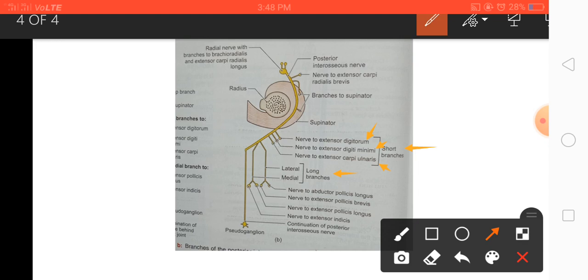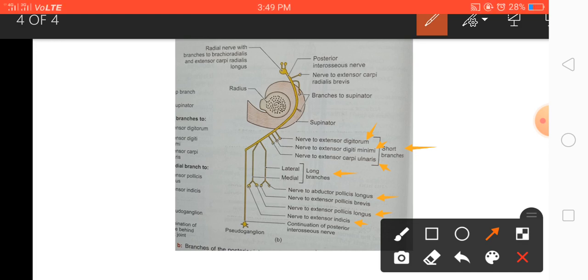In the long branches, the medial branch, one is given to the extensor indicis, which is another tendon that is present in the 4th compartment, and another branch to the extensor pollicis longus. This is one muscle which forms the posterior boundary of the anatomical snuff box. And the lateral branches are given to the two muscles which form the anterior boundary of the anatomical snuff box, that is the abductor pollicis longus and the extensor pollicis brevis. So these are the muscular branches.